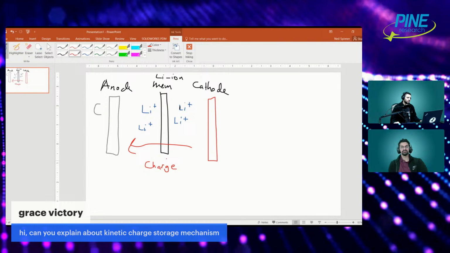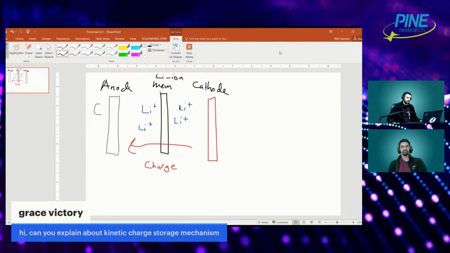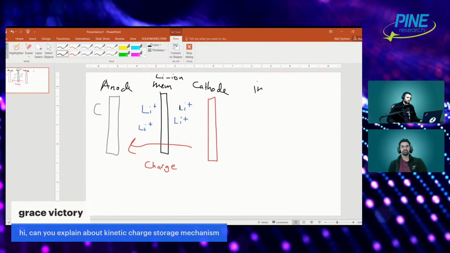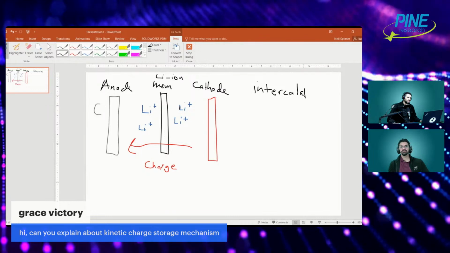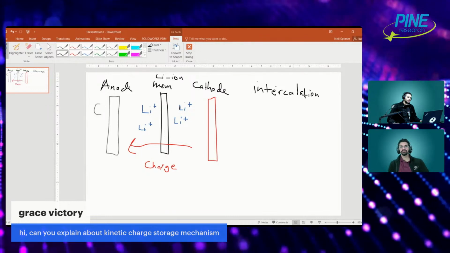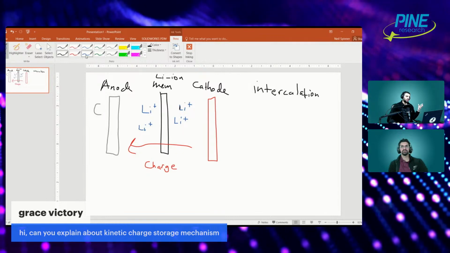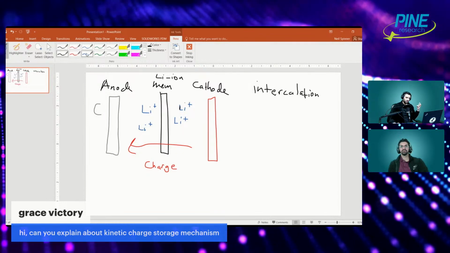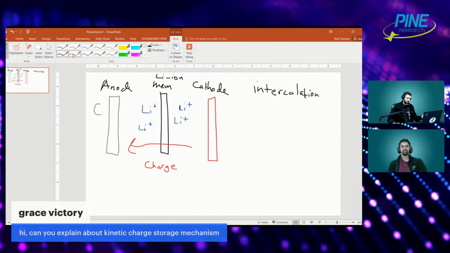Charge. And so again, probably the most common charge storage mechanism is called intercalation. Okay, and it's basically just where the lithium ions intercalate or join into the microstructure of the anode material or the cathode material, but in this case, the anode material.